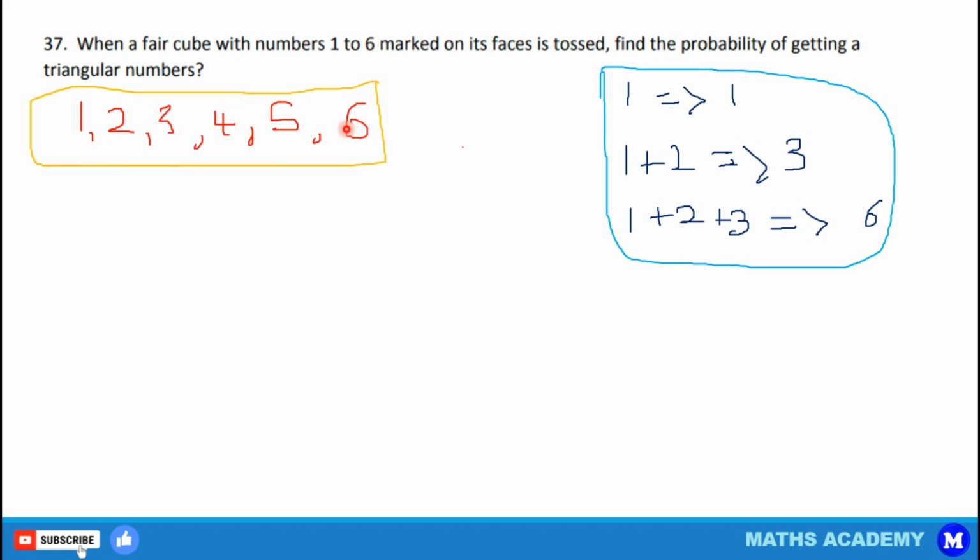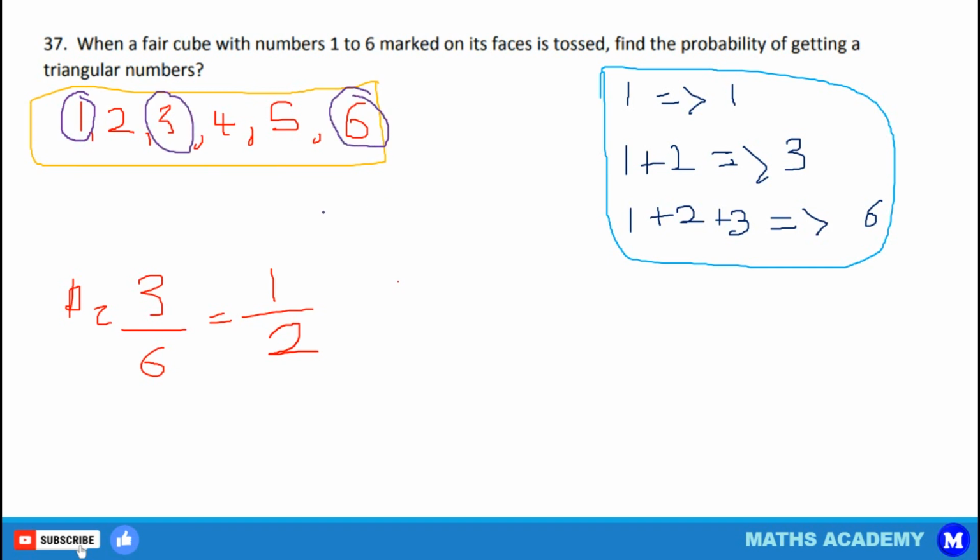So these are the triangular numbers: 1, 3 and 6. And these are the numbers that are marked on the die. So there we can see that 1 is there, 3 is there and 6 is there. So the probability will be 3 over 6, that will be equal to 1 over 2. The reason I took 3 over 6 is because out of 6 there are 3 triangular numbers, 1, 3 and 6. First I have taken the triangular numbers and then I have put the total value, that is 6. So I hope you understood it. With that, let's move on to the next slide.